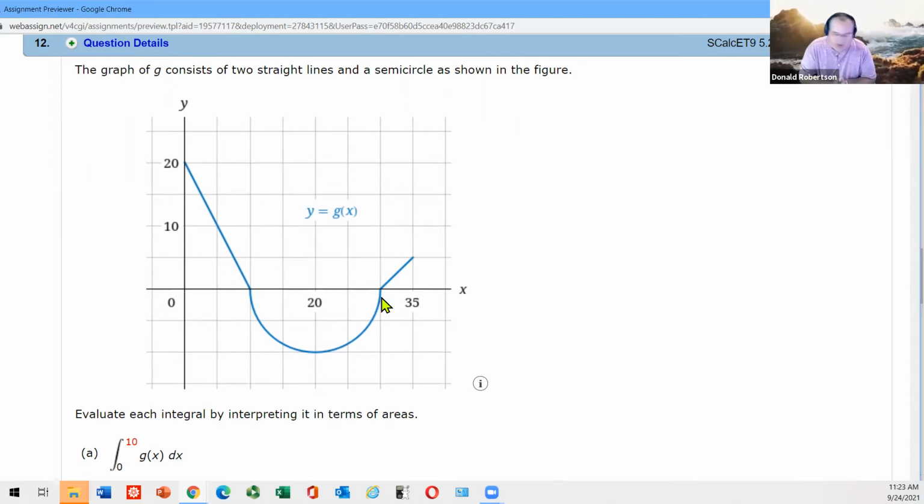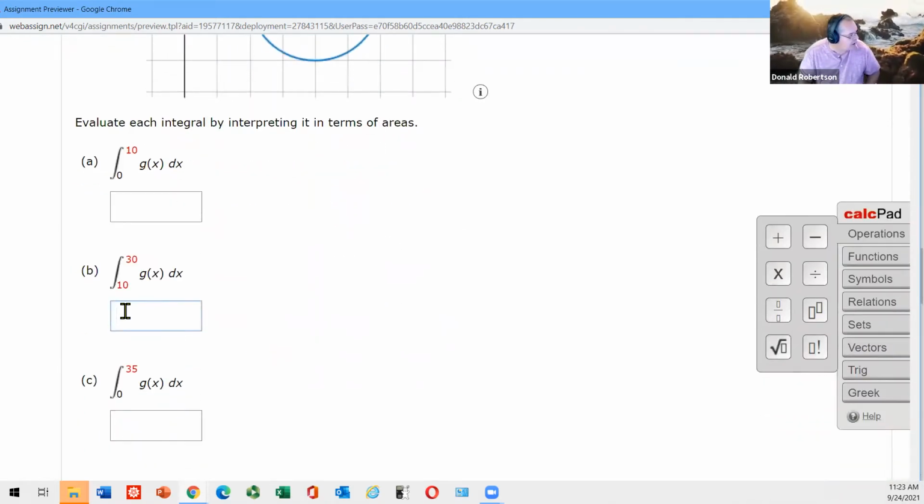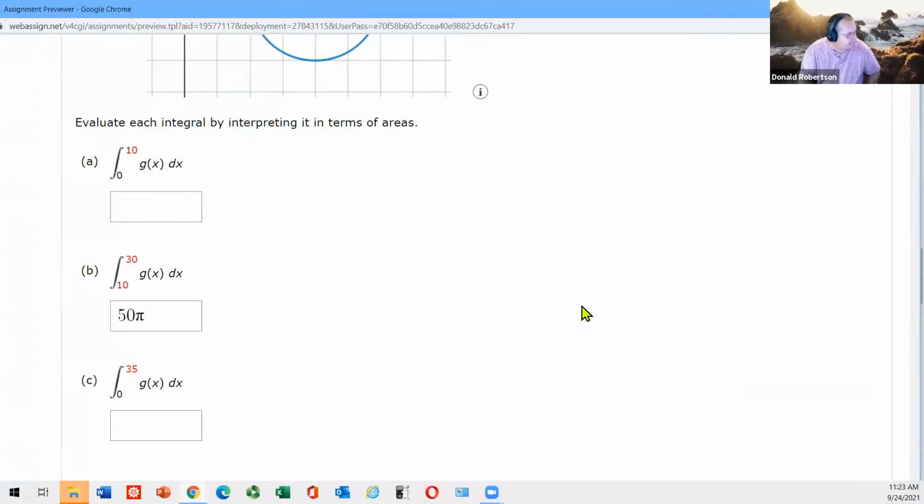But we only want half of that because it's half a circle, and I'm going to do a deliberate mistake. Half a circle is 50 pi, and you have to hit the little Greek letter and put pi in. What's wrong about my answer? It's not negative. That's it.